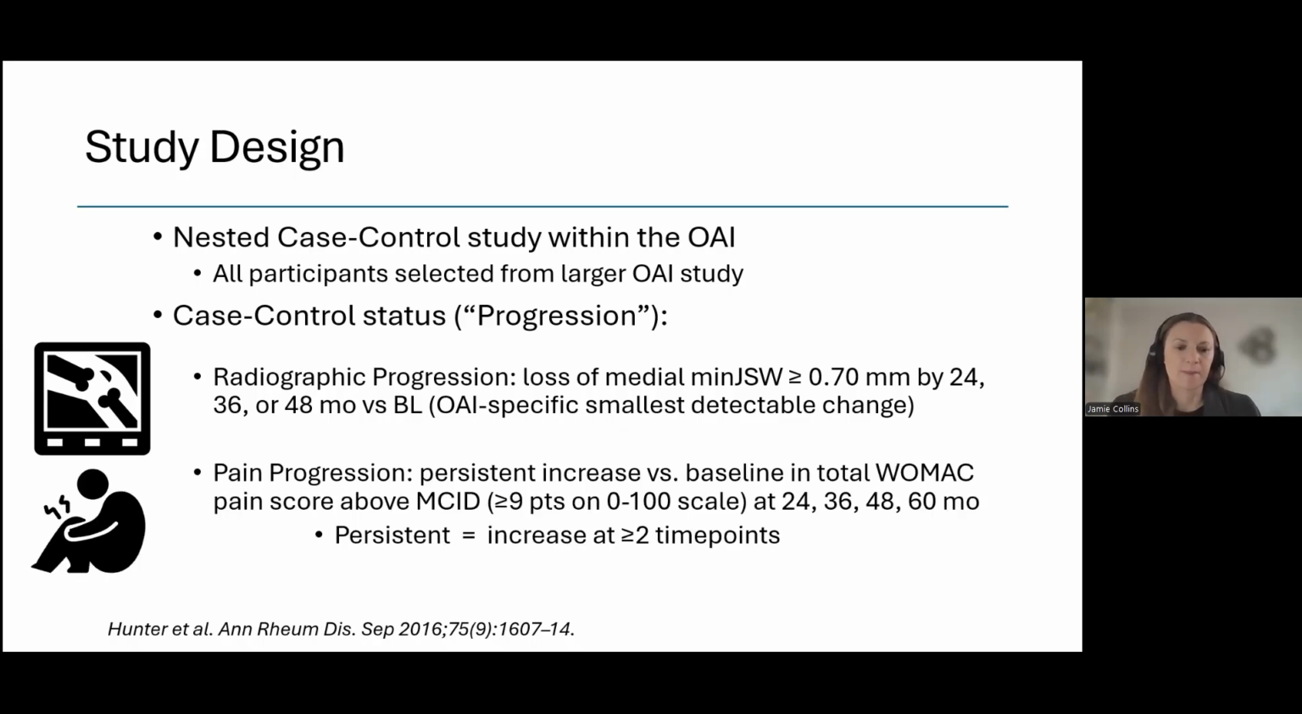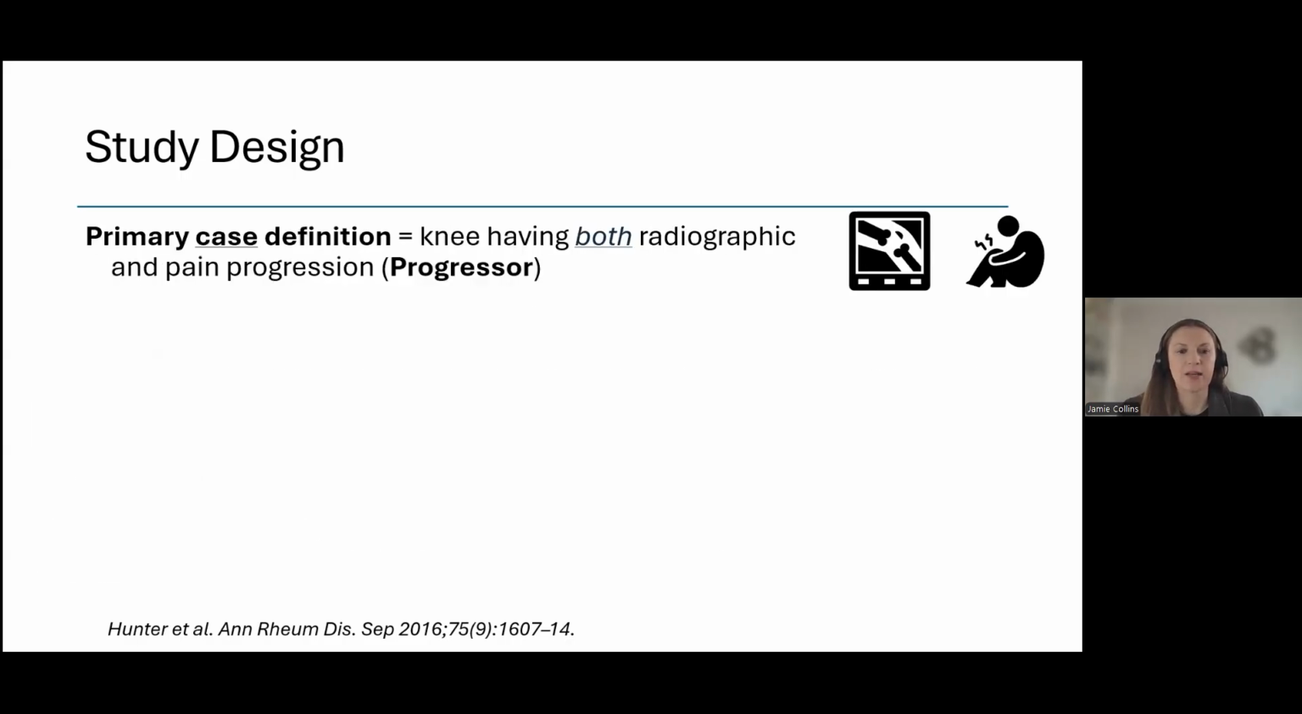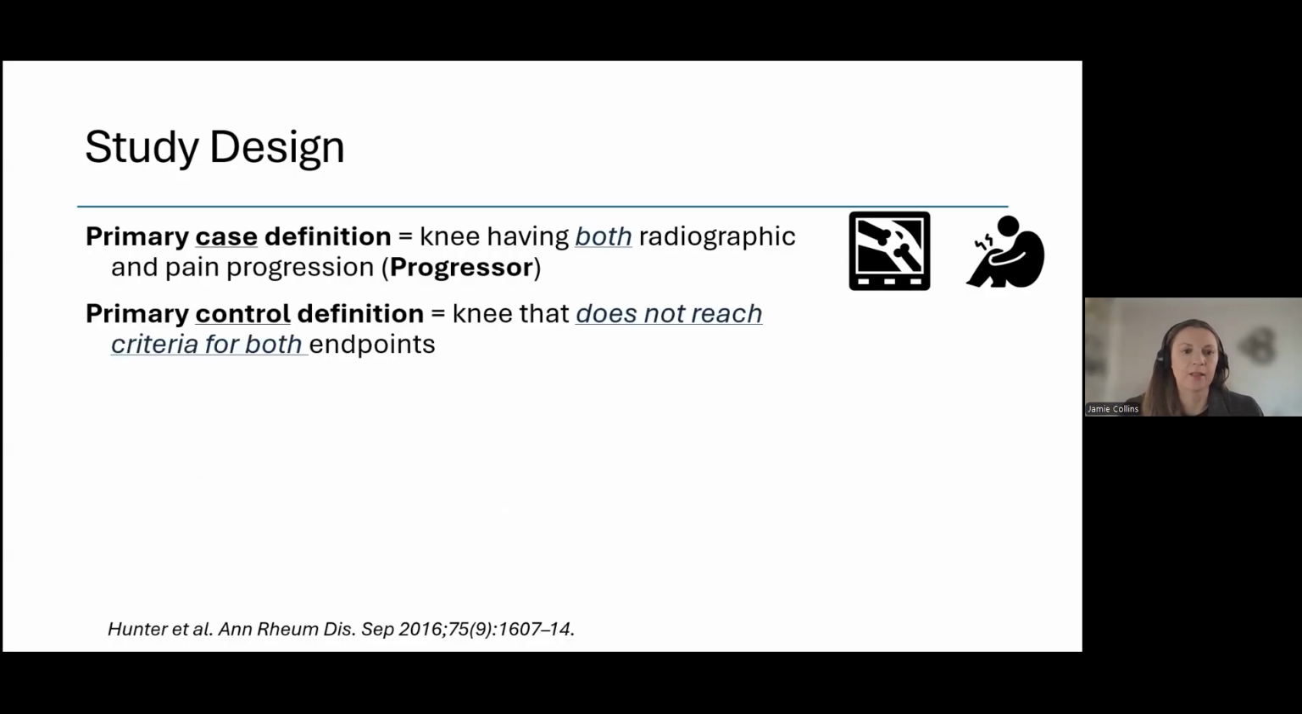Cases were also defined by pain progression, which was a persistent increase versus baseline in total WOMAC pain score above the minimally clinically important difference of 9 points at 24, 36, 48, and 60 months. And to meet this persistent threshold, that increase had to be maintained at least 2 time points. So the primary case definition was knees having both radiographic and pain progression. And so that's what we deem our primary progression status in this study.